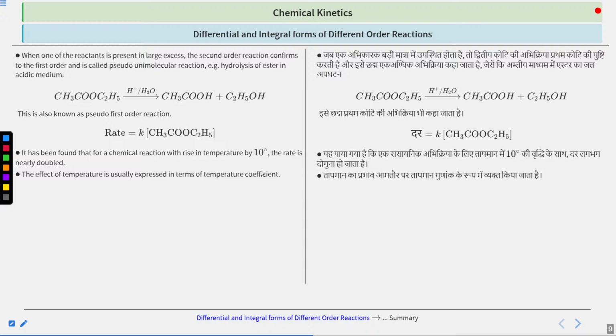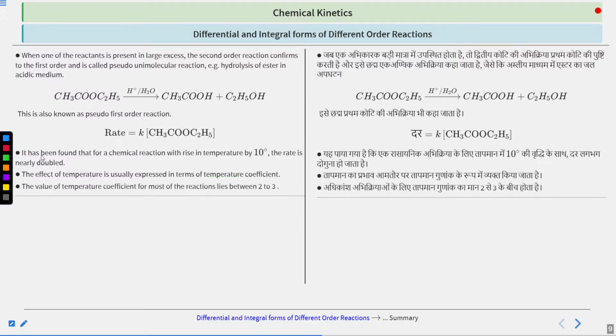Now this is called the temperature coefficient, and it is 2 in this case, because it is basically the amount of rate change occurring upon increasing the temperature by 10 degrees Celsius. Since it is doubling here, we say that the temperature coefficient is 2. This value can lie between 2 and 3 also. In most cases it is seen to be 2, but it can vary from 2 to 3.